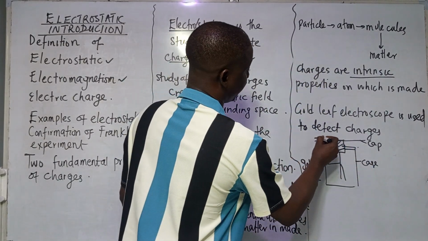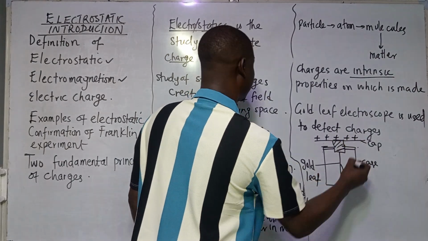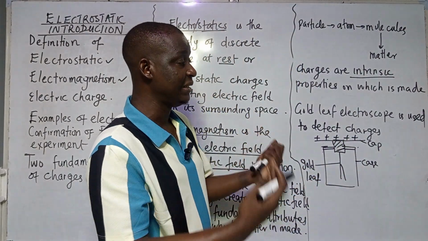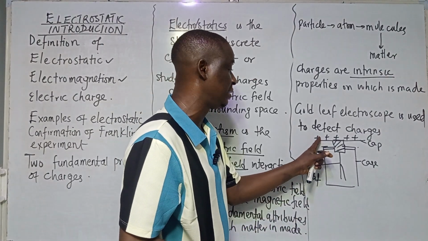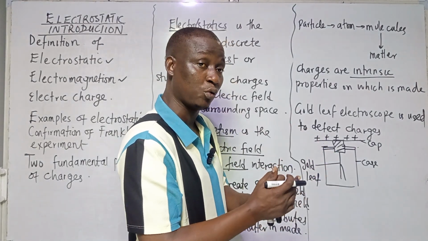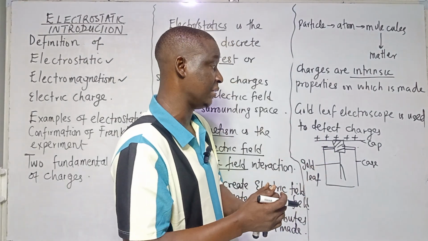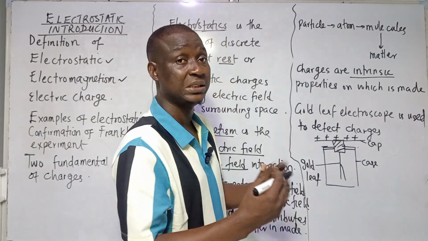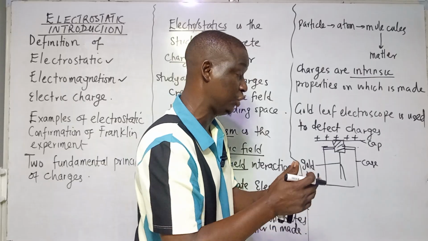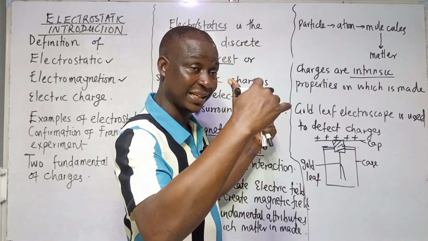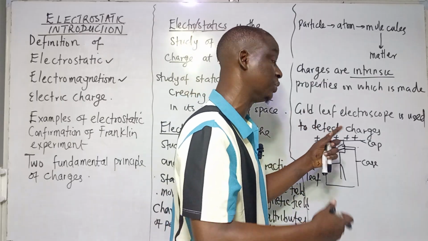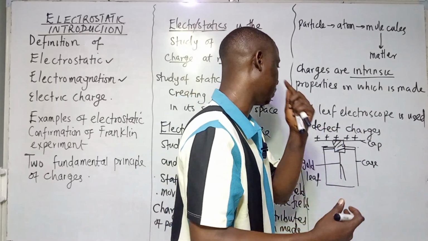Now, on the cap, you can place a charge. If the electroscope is positively charged and you place a positive charge, it will diverge. If you have a negative charge and it is positively charged, it will close up or reduce in divergence, because opposite charges will make the leaf reduce, but like charges will make it open up more. All these things are what we did in O level Physics.